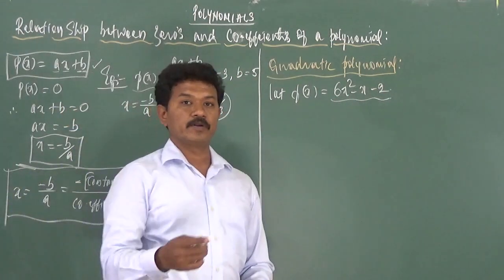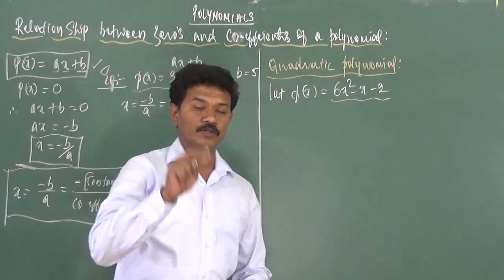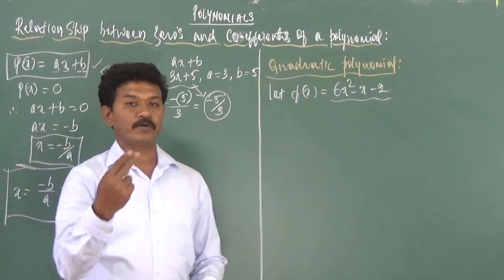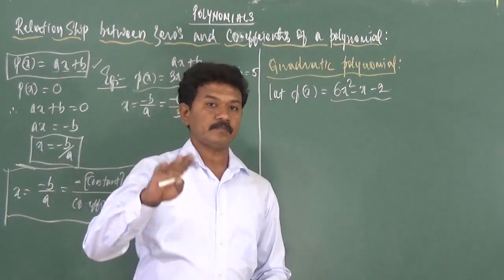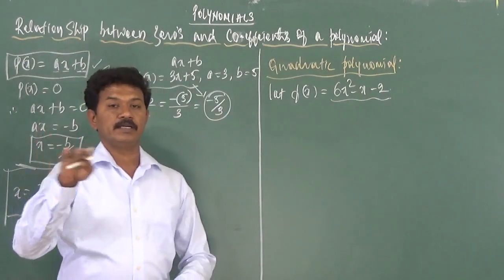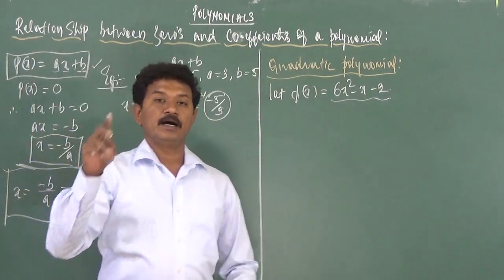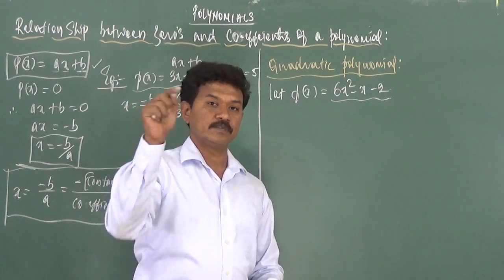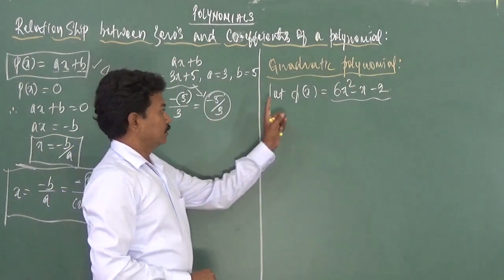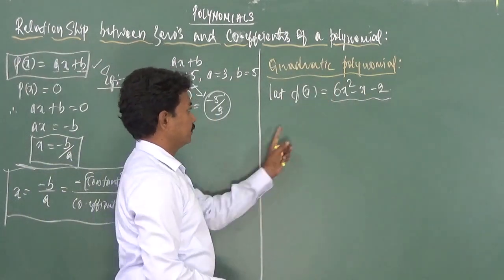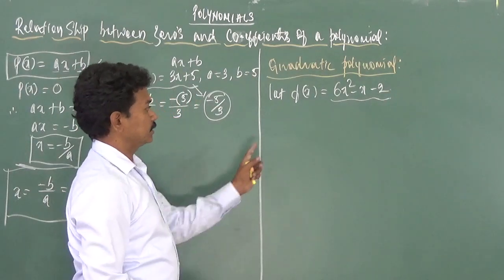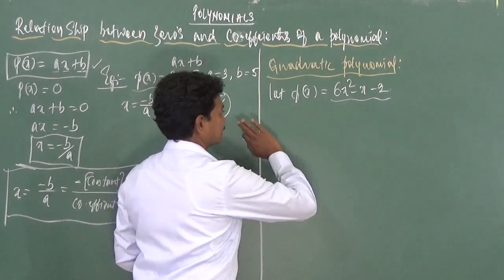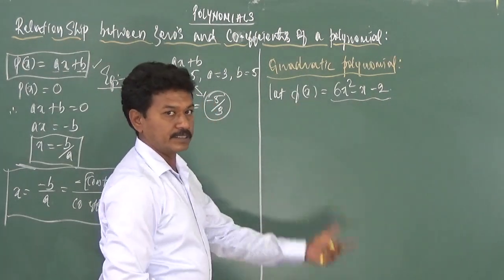In this quadratic polynomial, we know that it has two zeros, and when we draw a graph for this type of quadratic polynomial, you are going to get a parabola, and that parabola intersects the x-axis at two distinct points. The points at which the graph intersects the x-axis are the two zeros of that polynomial. So that is the type of polynomial I have taken, f of x is equal to 6x square minus x minus 2. So here I will find out the zeros of this polynomial.